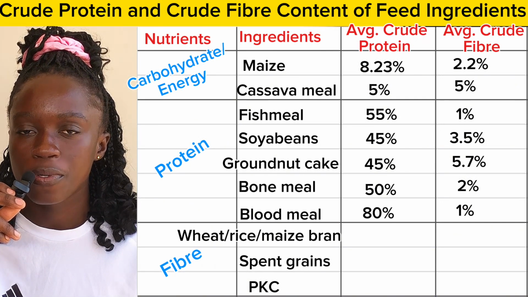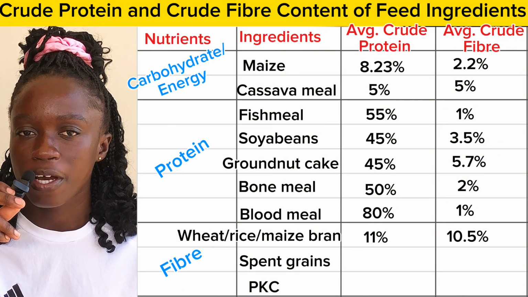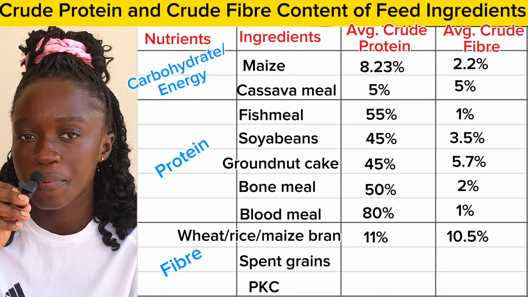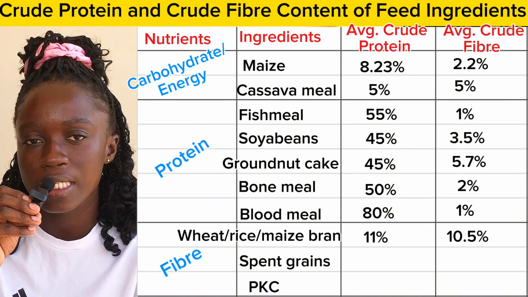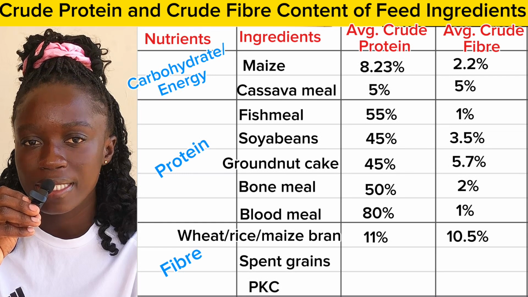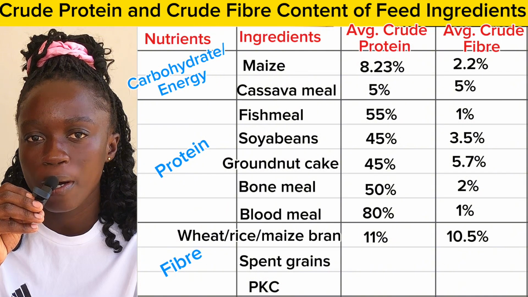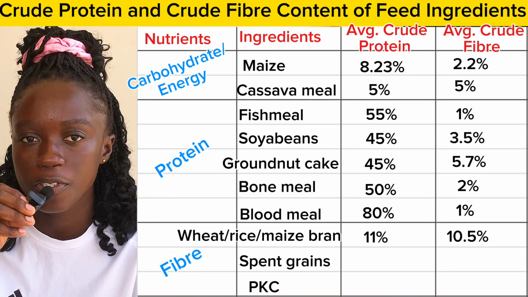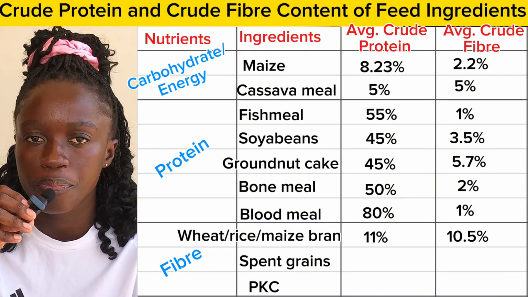Wheat bran has an average crude protein content of 11% and an average crude fiber content of 10.5%. So wheat bran, rice bran, and then maize bran have a similar amount of crude protein and crude fiber. Now the only thing is that comparing these three fiber sources in terms of their crude protein content, wheat bran has the highest, followed by rice bran and then maize bran. And then in terms of the crude fiber content, rice bran has the highest, followed by maize bran and then wheat bran. So these three ingredients, like I already said in the previous video, they can be used interchangeably because they have almost the same crude fiber and then crude protein content.